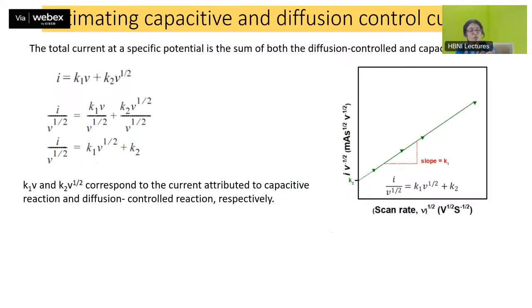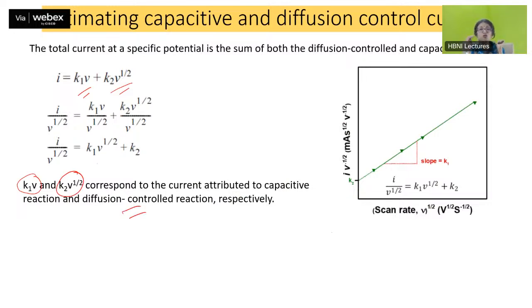So the total current at a specific potential is the sum of both diffusion control and capacitive control. You know that diffusion control is basically this, capacitive control is this. So you just do a little bit of mathematical rearrangement, and what you can get is this K1 nu, which is nothing but current attributed to capacitive reaction, and you will get K2 nu to the power half, which is basically the current due to the diffusion controlled reaction.